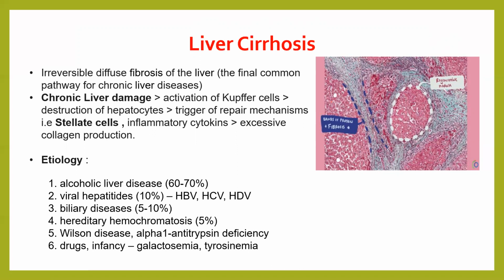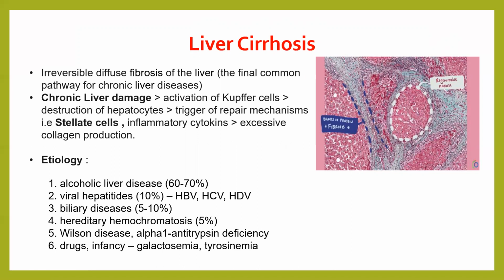Chronic liver damage, chronic injury to the hepatocytes lead to activation of Kupffer cells. Kupffer cells, we know they're just a different type of macrophages that live inside the liver. And once Kupffer cells are activated, they themselves start the destruction of hepatocytes, which can trigger repair mechanisms. So when hepatocytes are destructed, they start sending signals for repair mechanisms.